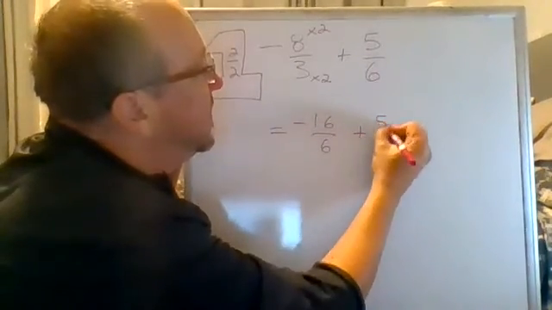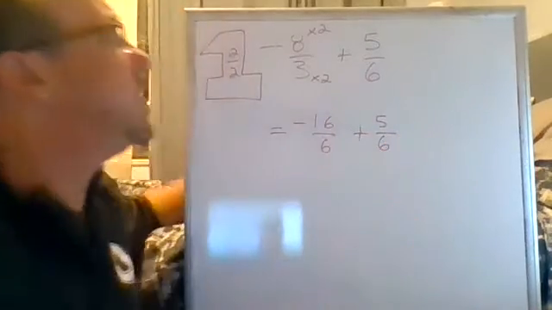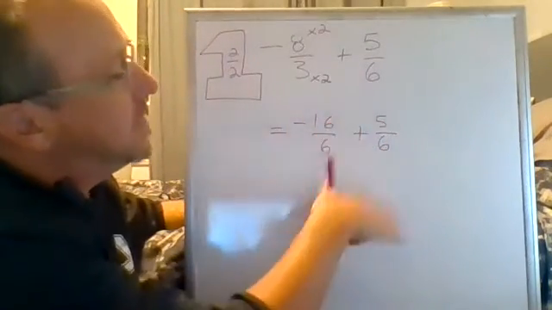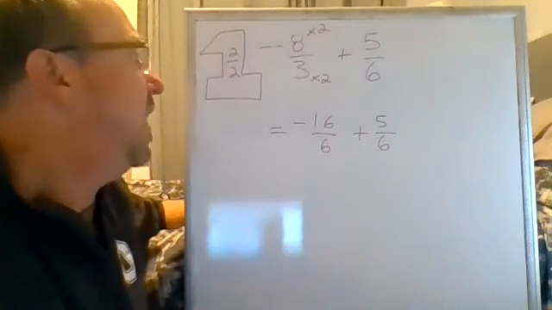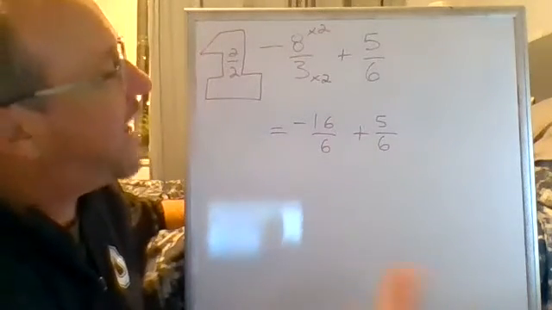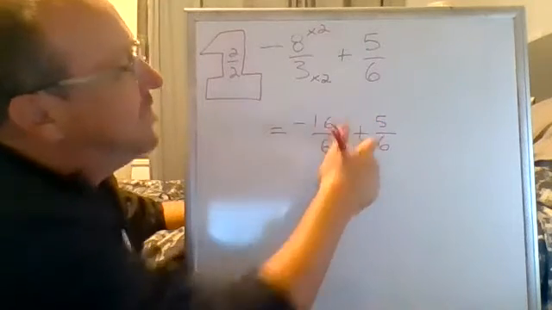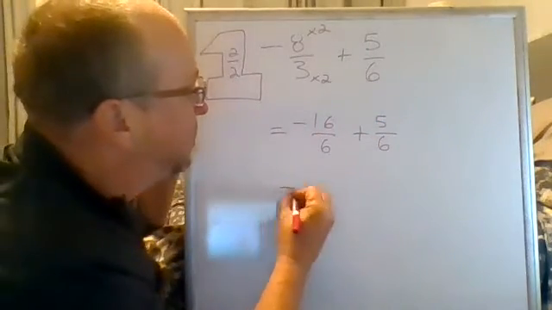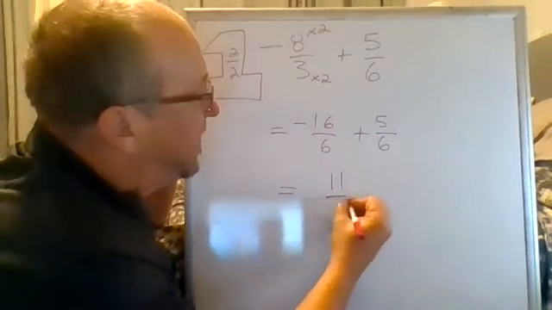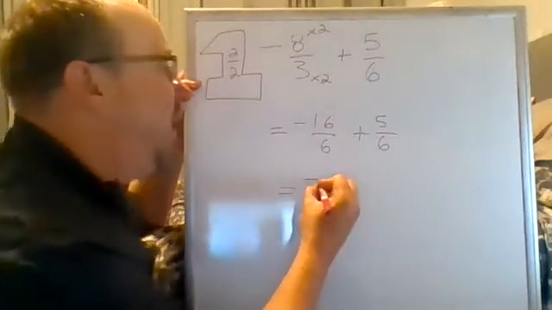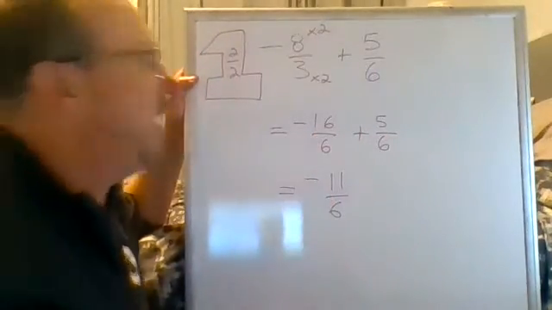plus 5/6. Another thing our brain is doing right now is saying, wow, there's more negatives in this problem than positives, so we know our final sum is going to be negative. We see the difference between 16 and 5 is 11. Negative 11/6, and again, there were more negative values. We see that. Negative 11/6 is our final answer.